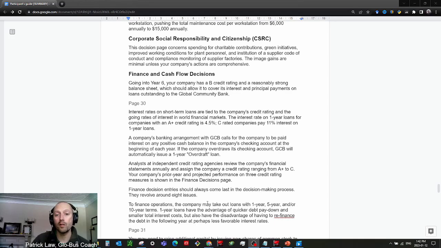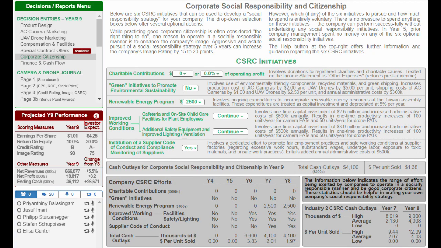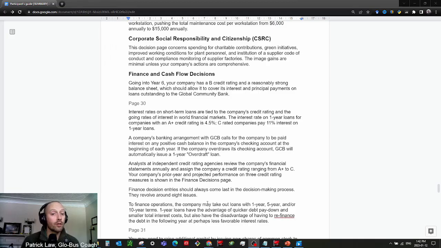Corporate social responsibility and citizenship. This decision page concerns spending for charitable contributions, green initiatives, improved working conditions for plant personnel, and institution of a supplier code of conduct, and compliance monitoring of supplier factories. The image gains are minimal unless your company's actions are comprehensive.